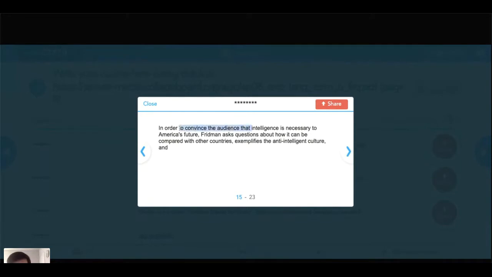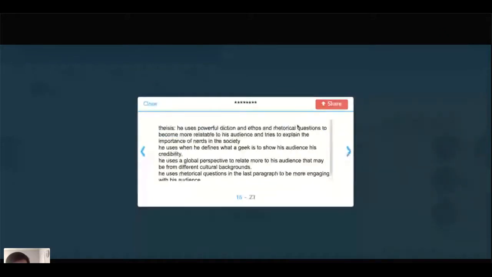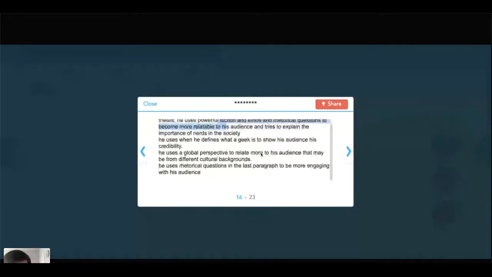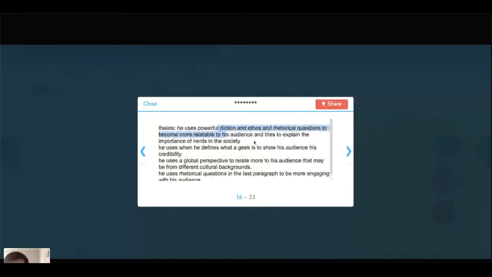In order to convince the audience to see, that's what we need. Convince the audience that intelligence is necessary to America's future. He asks questions, et cetera. Uses powerful diction and ethos and rhetorical questions. Here, by the way, I would use a comma, and to become more relatable to his audience and tries to explain the importance of nerds in society. Okay. Once again, I think this relate-to-the-audience part would get you the thesis point.